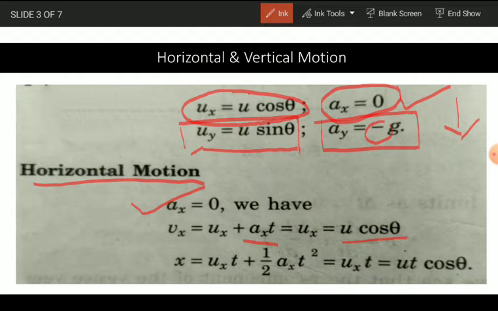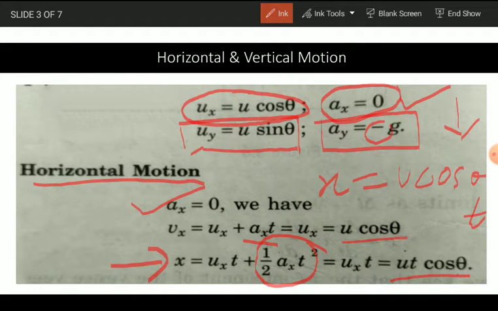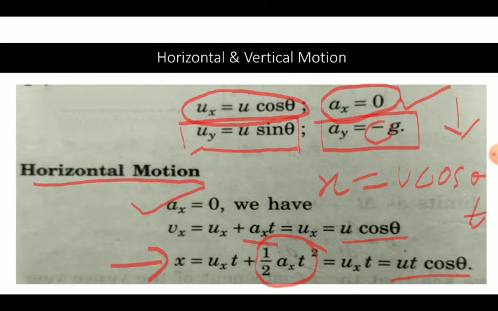Now if we apply the second equation of motion, that is displacement is equal to u times t plus half a into t square, for the horizontal direction, since the acceleration term again will be 0, it will be x is equal to ux times t, and the value of ux is u cos theta. So x will be u cos theta into t. So this is the case about horizontal motion.